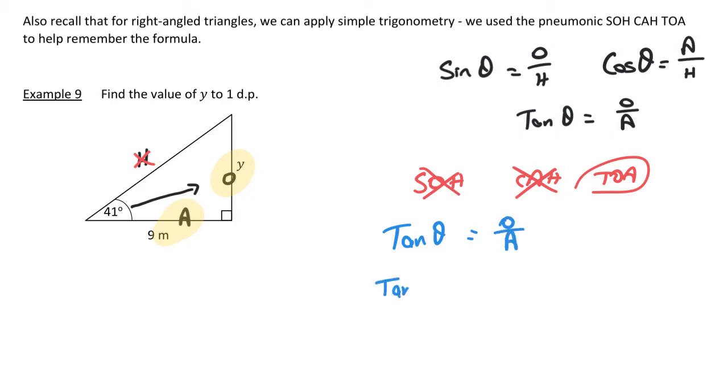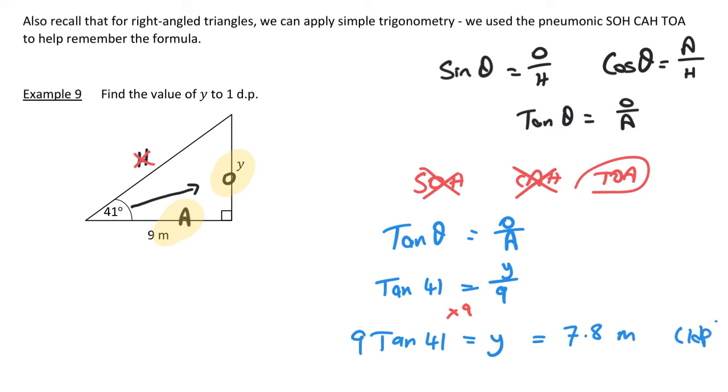In this case, theta, the angle is 41. So tan 41 equals opposite, which is y, over the adjacent of 9. We can multiply through by 9, and we get 9 tan 41 equals y. And putting that into your calculator, making sure your calculator's in degrees mode, and it'll have a D or a DEG at the top of your screen, we get 7.8 meters to 1 decimal place.